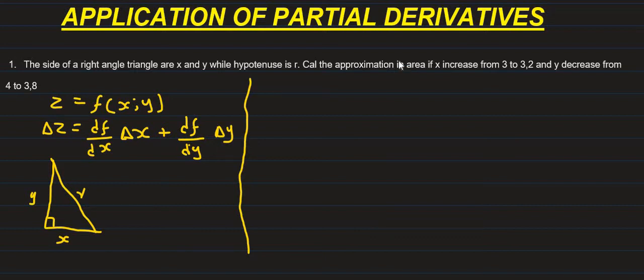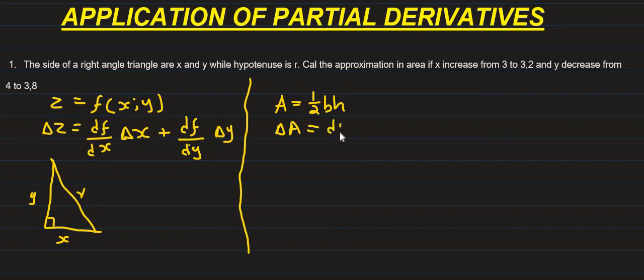If x increases from 3 to 3.2 and y decreases from 4 to 3.8, we find the approximate area change. The area of a triangle is half base times height. We have three variables: area, base, and height. And we want the change in A.